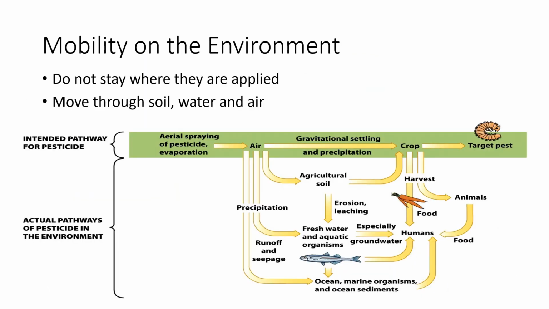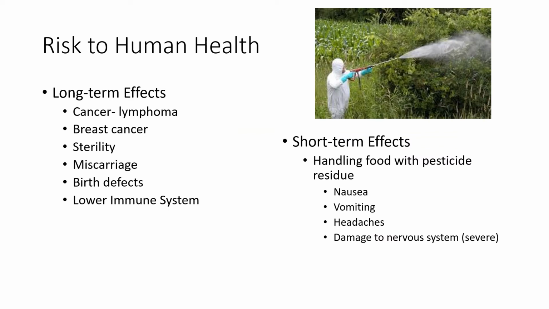And so when you spray something, it doesn't stay where it's applied. Just because I want to kill a mosquito doesn't mean it's going to stay on the mosquito. It's going to move into the water and the soil and the air. And so there are all kinds of ripple effects that happen when you apply these kinds of things. Not to mention, pesticides have pretty big risks to human health. So you could have long-term effects, like cancer, breast cancer, sterility, or short-term effects where you just have headaches, nausea, vomiting, and then, in severe cases, maybe even something happening to your nervous system.